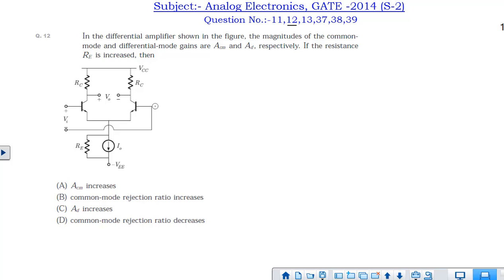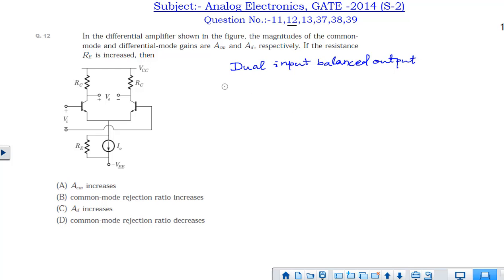The next question is question number 12. In this question, a differential amplifier circuit is given. We have to find out what is the dependence of this RE with respect to the CMRR, or common mode rejection ratio. Among the options, which one is correct? If RE is increasing, then what will be the effect on the common mode rejection ratio? Accordingly we can choose the solution.